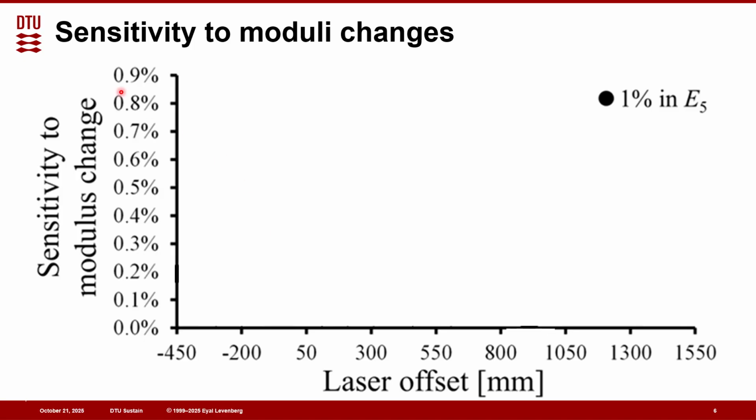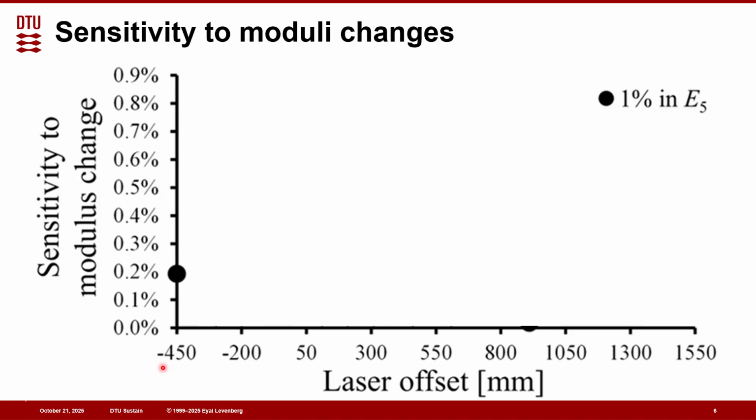In this chart, I'm showing the sensitivity to moduli changes. The sensitivity is shown here on this axis in %, and here you can see the offsets for the lasers. What I mean by sensitivity is we take in the model E5, that's the modulus of the half space, representing a deep soil medium, and change the modulus by 1%.